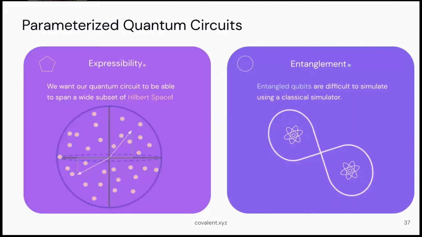So there's two really important things to go for when building a strong quantum circuit. You want expressibility, so you want your quantum circuit to be able to span a wide subset of Hilbert space, and you want entanglement. So entangled qubits are difficult to simulate using a classical simulator, and we see some indication that entanglement is a huge strength of quantum algorithms.